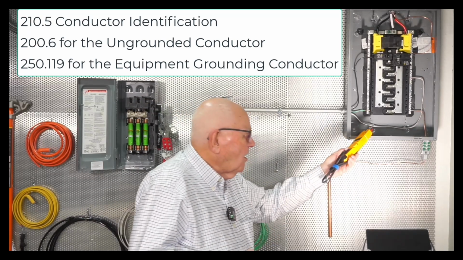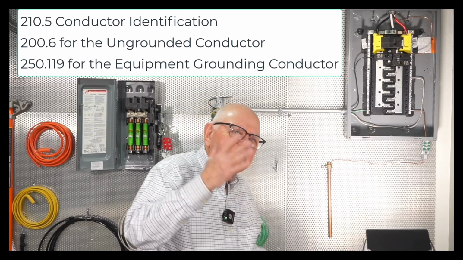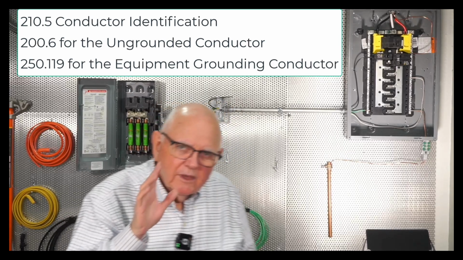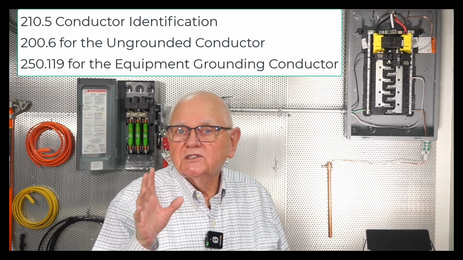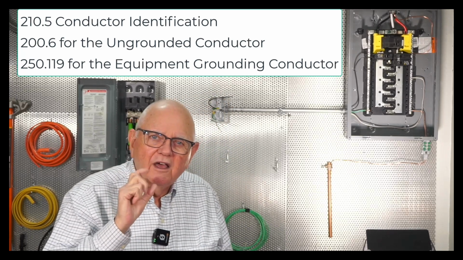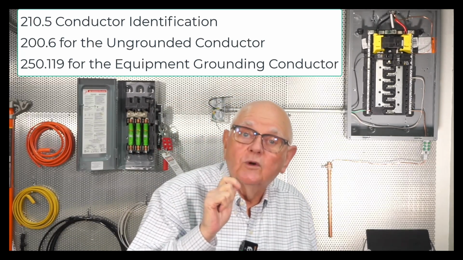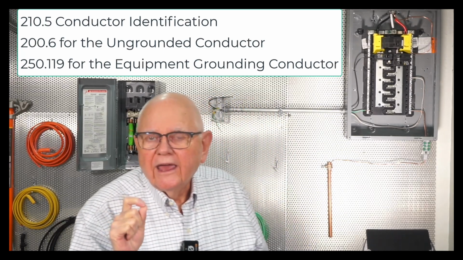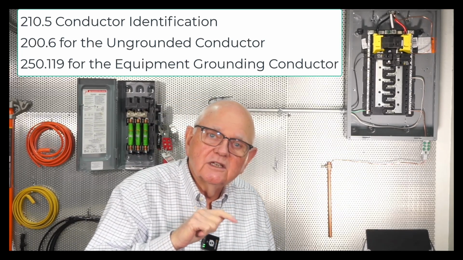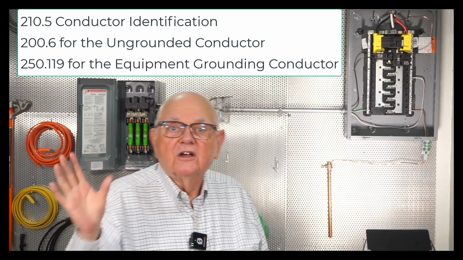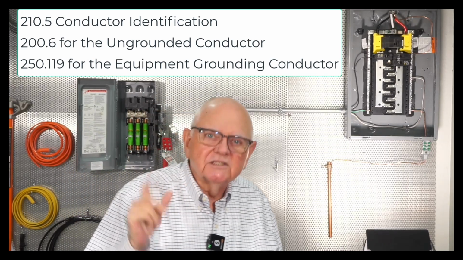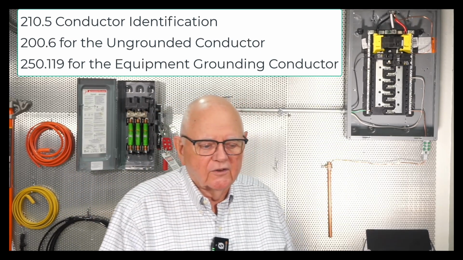Now, the way that we often see that is maybe in a 3-phase system. So we have a 480 volt 3-phase system. So for the grounded conductor, we'll probably use gray. And then for the ungrounded conductors, we might use brown, orange, and yellow. Now the brown, orange, and yellow is not required by the code. That's just pretty common out there in the field.